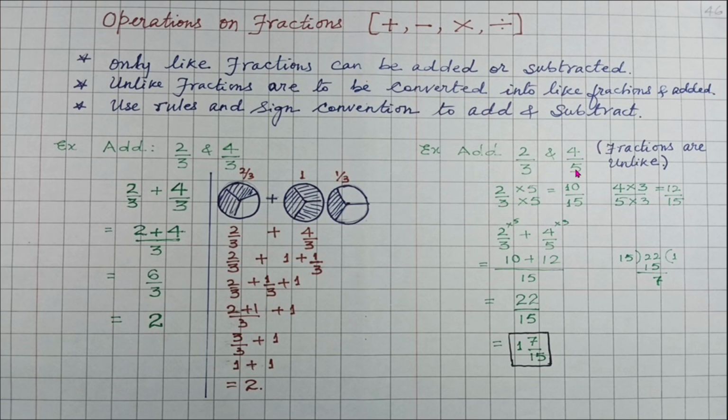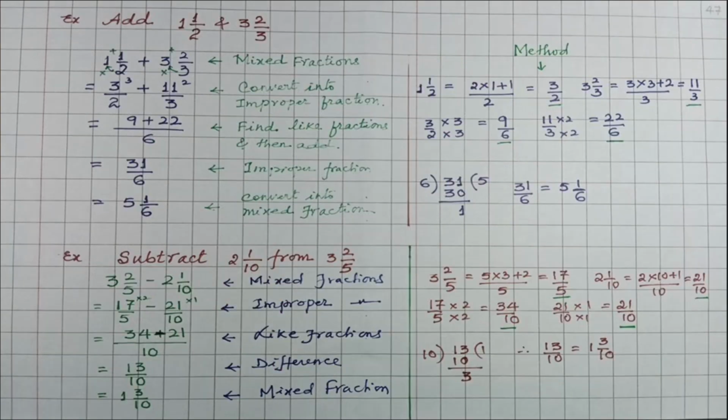Here, if the fractions are unlike, 2 by 3 and 4 by 5 are unlike fractions, so 3 and 5 are unlike, so make them like first, and for that we have to find the LCM of 3 and 5. LCM of 3 and 5 is 15, so 3 5s are 15, 2 5s are 10, 5 3s are 15 and 4 3s are 12. So we have 10 by 15 and 12 by 15 as equivalent fractions of 2 by 3 and 4 by 5, and here the denominators are same. So now take 15 as the denominator, and then add 10 plus 12, that is 22 by 15, and dividing 22 by 15, we get one integer 7 by 15, which is the mixed fraction, or the sum of 2 by 3 and 4 by 5, which are unlike fractions.